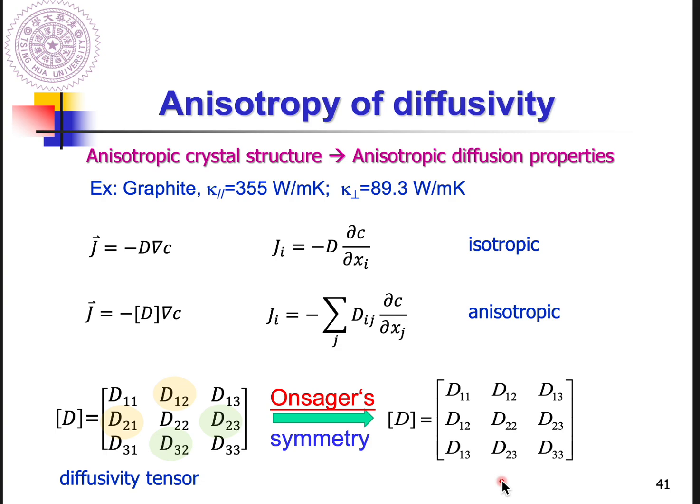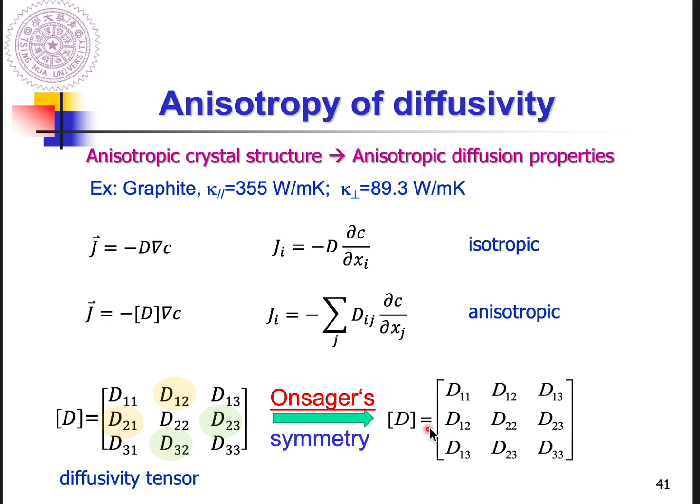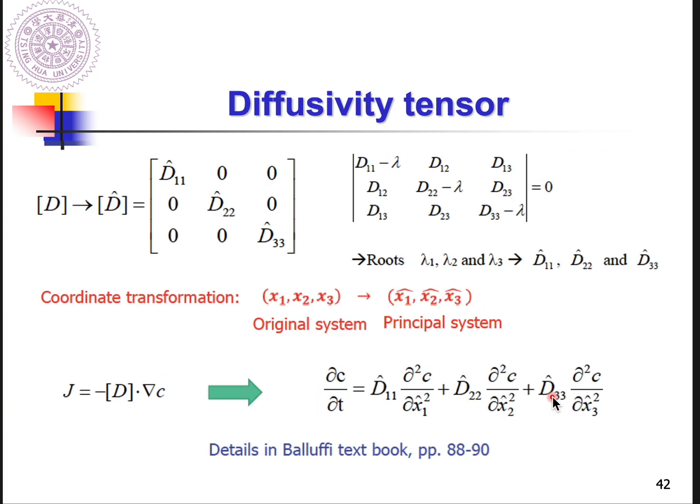more complicated, right? So we are going to use, as long as you got a 3 times 3 diffusivity tensor, we try to do the coordinate transformation, and the original axes will be x1, 2, 3. Then we want to convert or transfer to the principal system, x1 hat, x2 hat, and x3 hat. So how to do that?